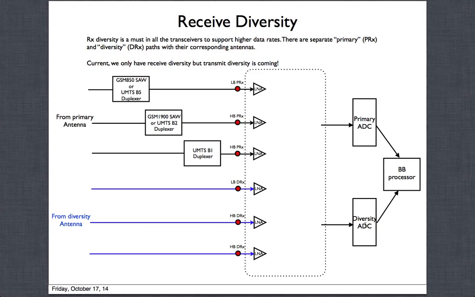So this is diversity, but diversity comes at the expense of almost doubled hardware and the number of pins, and of course it needs the other antenna also. But this is a must. This is a must in the chips.